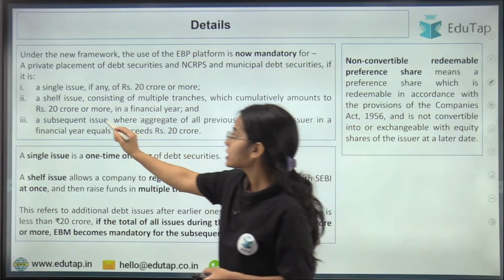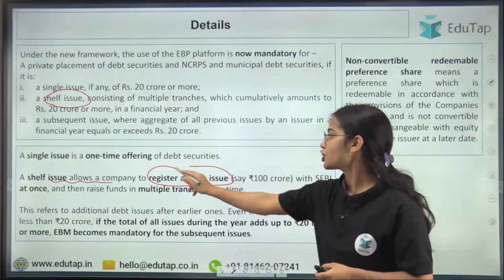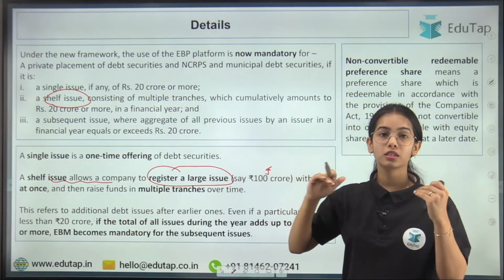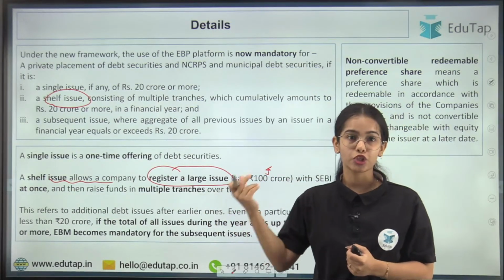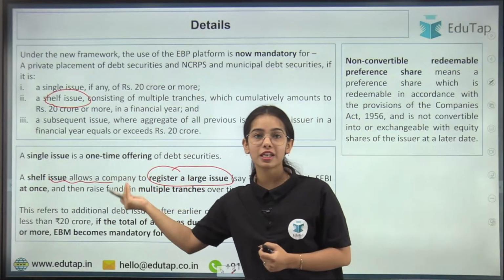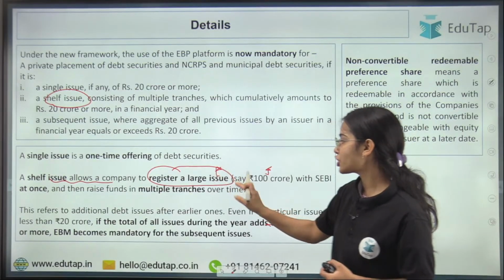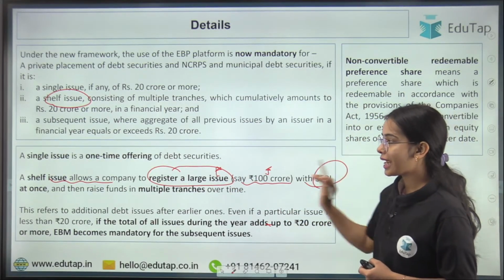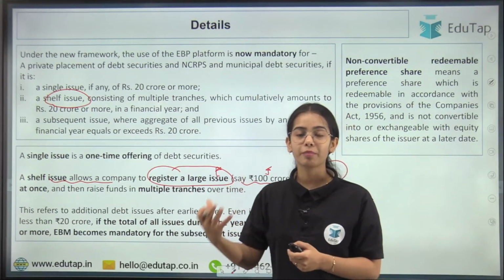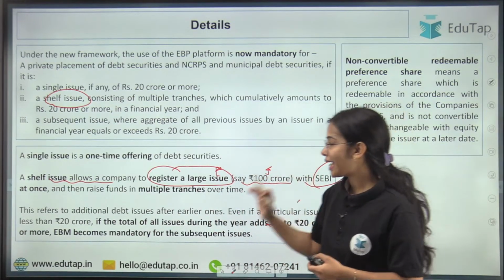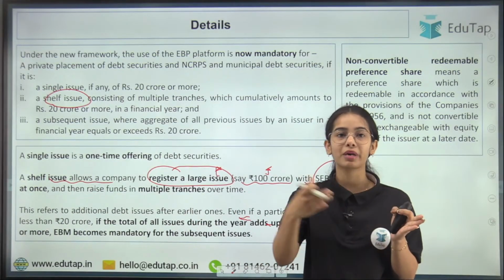So here, shelf issue means that it allows a company to register a large issue, let's say 100 crores. The company wants to do a debt securities issue of 100 crores, so the company wants to do a shelf issue. In this case, it allows a company to register a large issue, say of 100 crores, with SEBI at once. So the company is taking the permission from SEBI that we want to raise the money through debt securities worth 100 crores. But the company is saying that we do not want to raise the money at one time. We will raise the money in tranches.